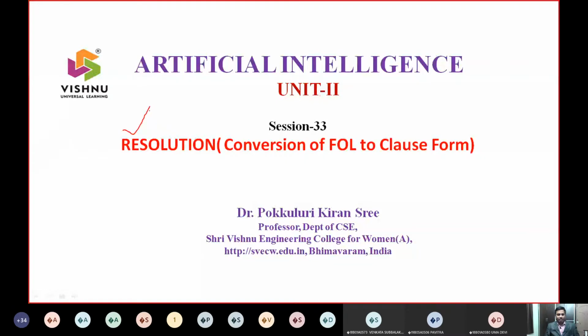A resolution has three steps. The first step is how do you convert the statements into first order logic. The second step is how do you convert this first order logic into clause form. Then we need to apply a procedure where we need to infer whether the statement that was given is true or false. Three steps are there. So in general, if you refer to the textbooks, this procedure is called a resolution with refutation.